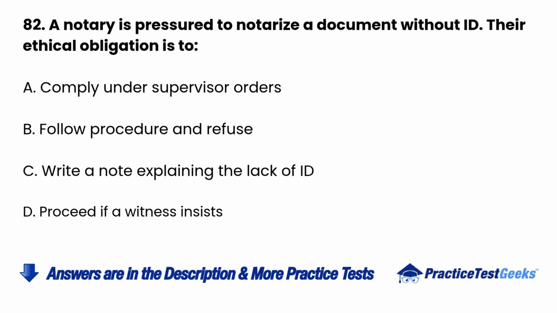82. A notary is pressured to notarize a document without ID. Their ethical obligation is to A. Comply under supervisor orders. B. Follow procedure and refuse. C. Write a note explaining the lack of ID. D. Proceed if a witness insists.